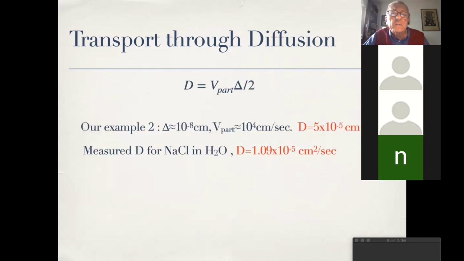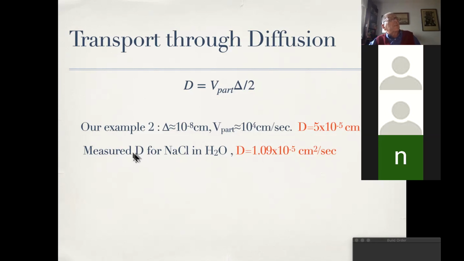So let's now do some simple calculation. This diffusion coefficient is the particle velocity times delta divided by 2. And in our example number 2, the delta was of the order, in liquids, of 10 to the minus 8 centimeters. Particle velocity was 10 to the 4th centimeters per second. So the diffusion coefficient we calculated from that formula turns out to be 10 to the 5 times 10 to the minus 5 square centimeters per second.